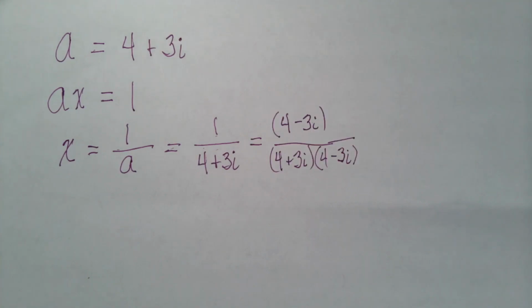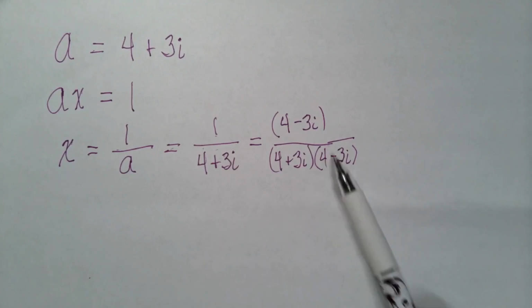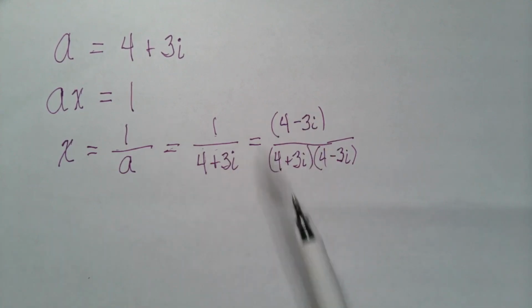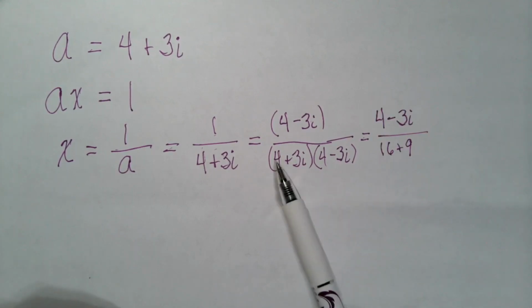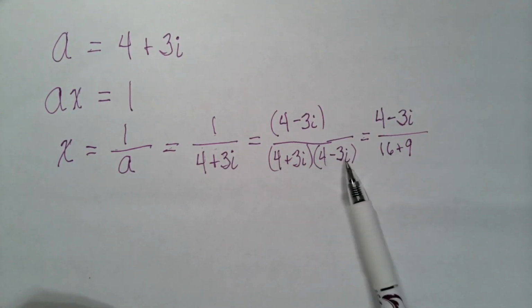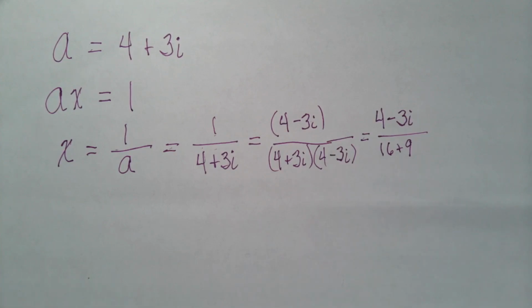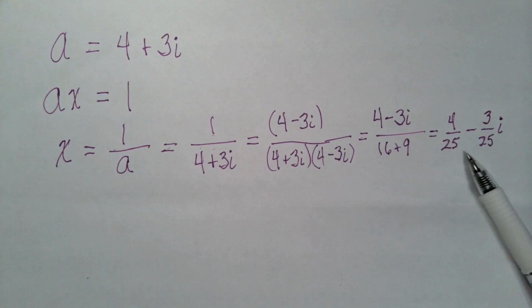We learned earlier how to do division in complex numbers. We multiply the numerator and denominator by the conjugate of the denominator. In this case, when we multiply out the complex number times its conjugate, we get 16+9, or 25, which gives us 4/25 minus 3/25 times i.